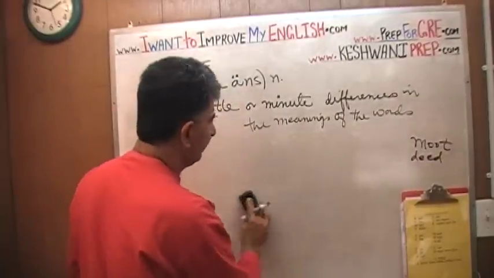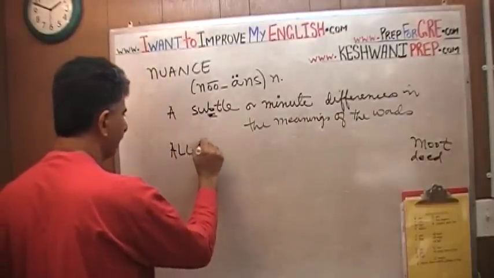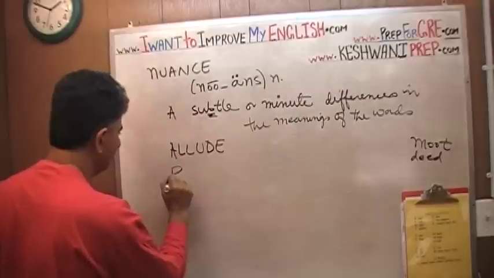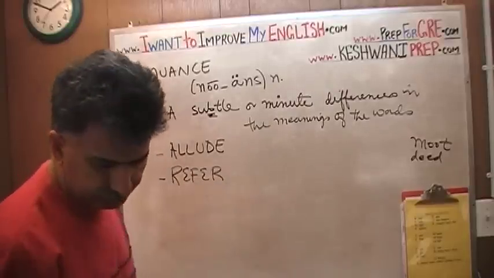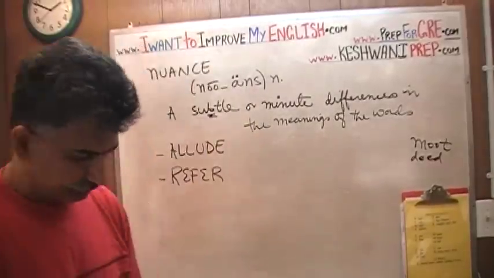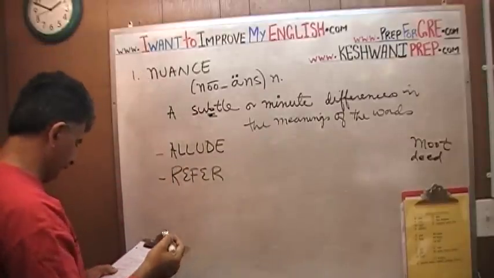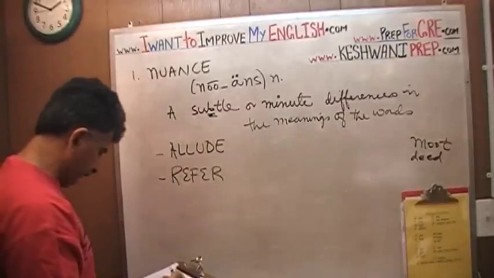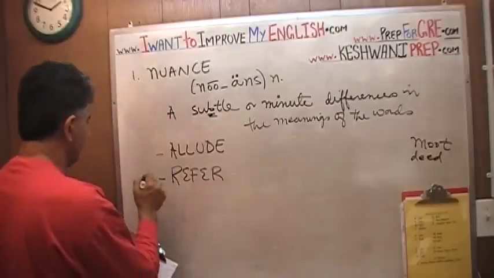Do you know the difference between these two words? Allude and refer. So this was our first word. We did the second and third word. I'm keeping track here: we did infamous, notorious, renowned. This is 5 and 6.